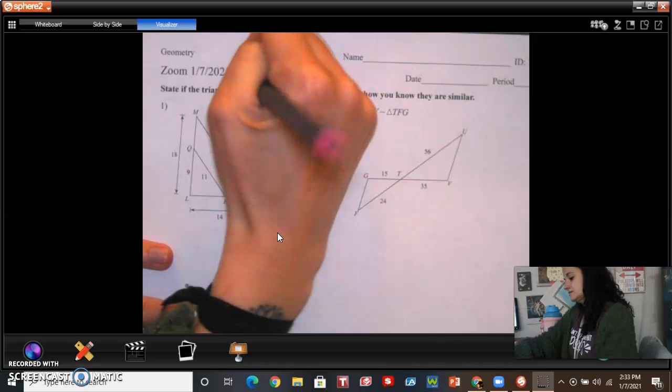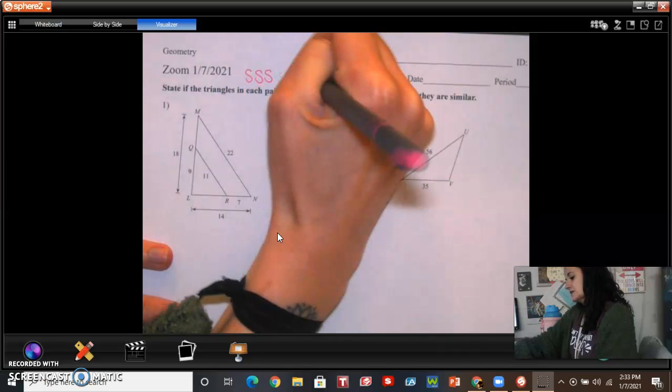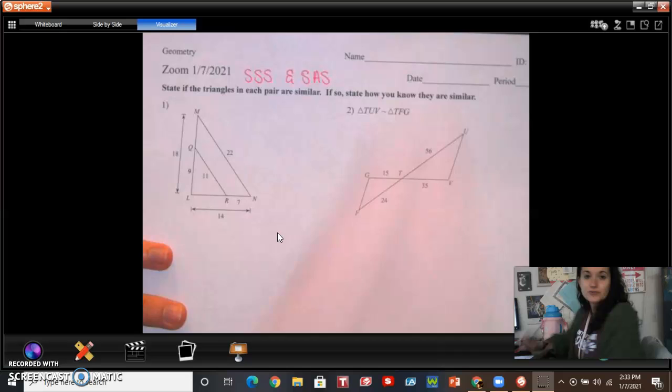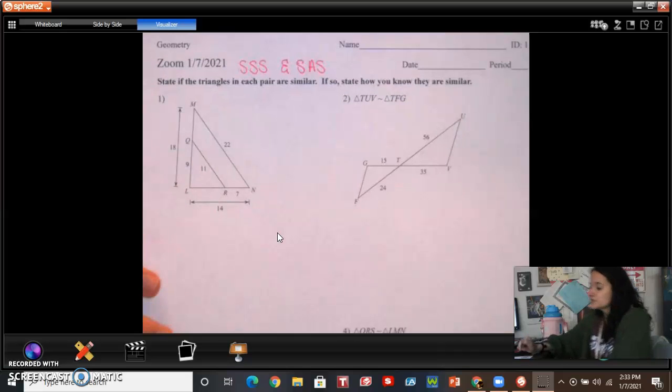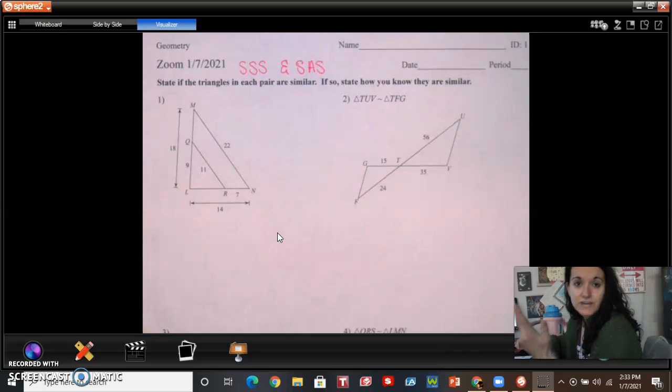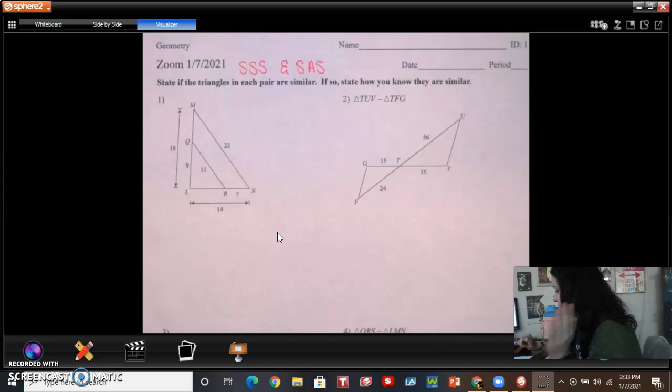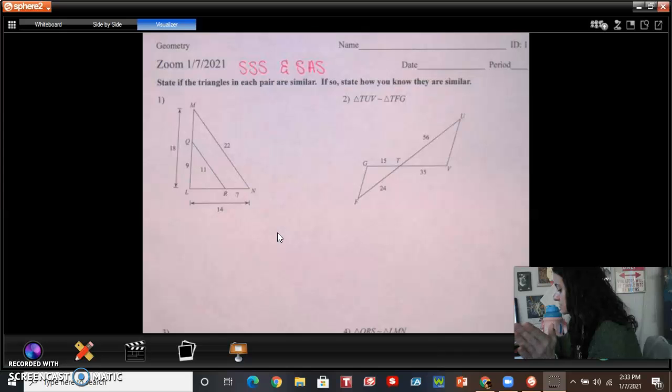Side, side, side, and side, angle, side triangle similarity. Now remember, for this one, there's actually some math involved. We have to actually be setting up some proportions and see if they're equal. The other rule you need to remember is anytime you know all three sides and one of the angles, it can be similar by both.